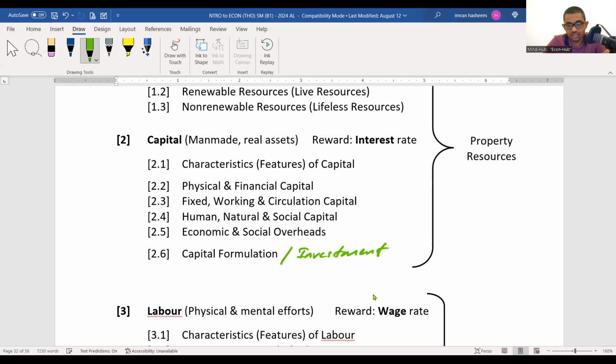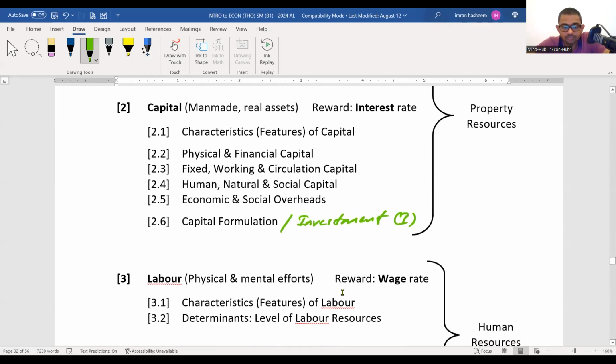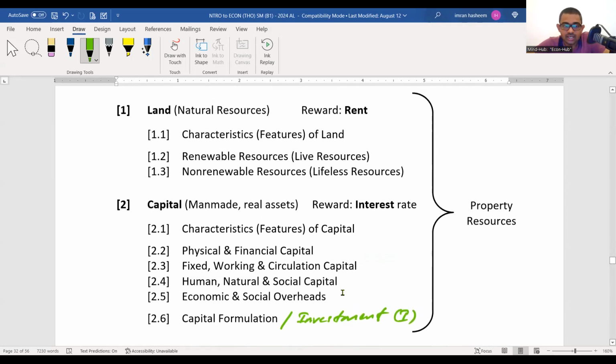Capital formation is what we call investment. Capital I is the abbreviation for investment. Right, so these are 1 and 2.